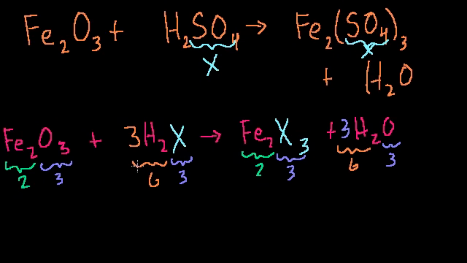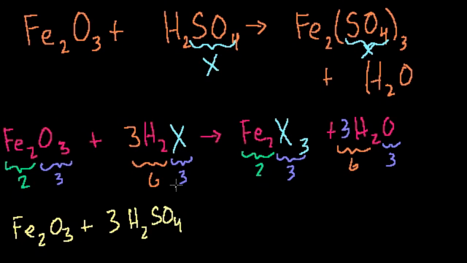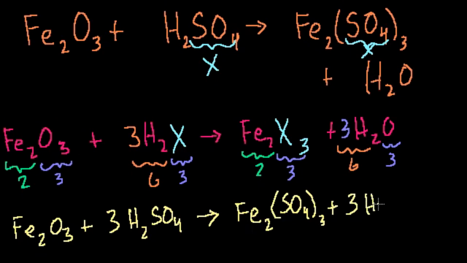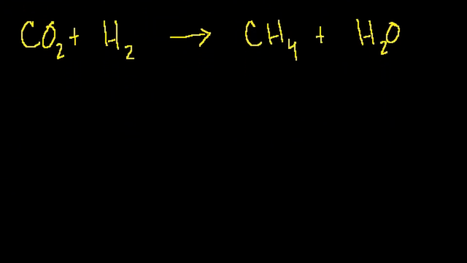So our equation has been balanced, and if we want to write it back in terms of the sulfate, we can just unsubstitute the X, and we're left with 1 molecule of iron oxide plus 3 molecules of sulfuric acid, H2SO4, yields 1 of these molecules, Fe2(SO4)3, plus 3 molecules of water. Let's do one more, and then I think we'll be all balanced out.